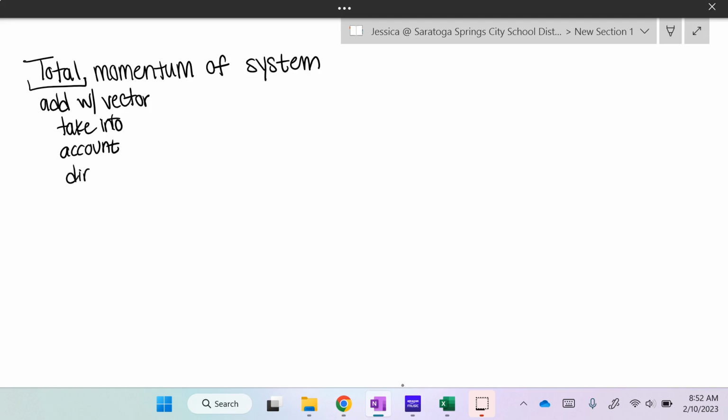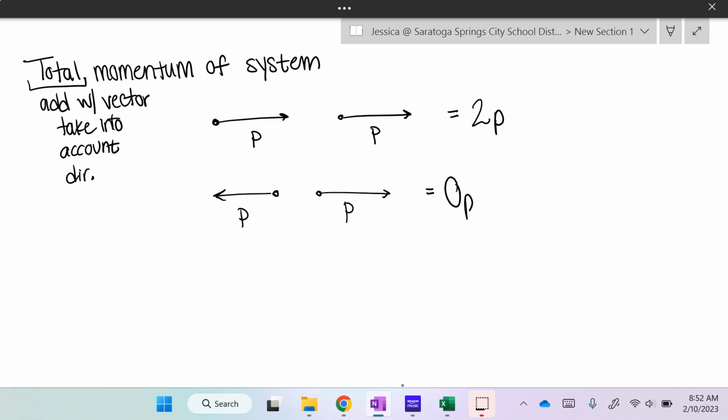Okay. So let's say I had a system where I had two objects, both moving with a momentum P, and they're both moving to the right. So that system would have a total momentum of 2P. If I had a similar two object system, but this time my objects were moving in opposite directions, this would give me a momentum of 0P.